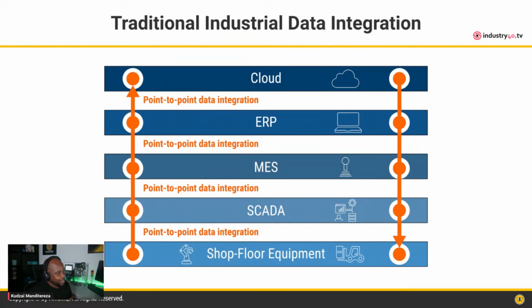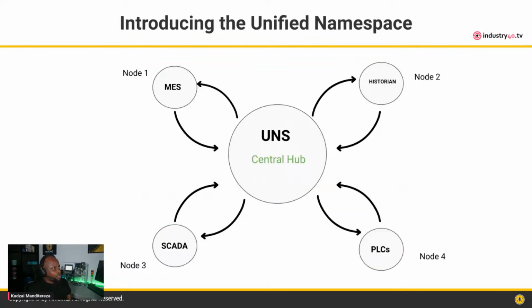So this is an architecture that really worked in the 90s, and a lot of people in the industry still use it. But when it comes to digital transformation, where you want to be agile, you want to make data work for you, you want to put data front and center of your business operations, this architecture is really limiting in that regard. So this is where the unified namespace comes into the picture.